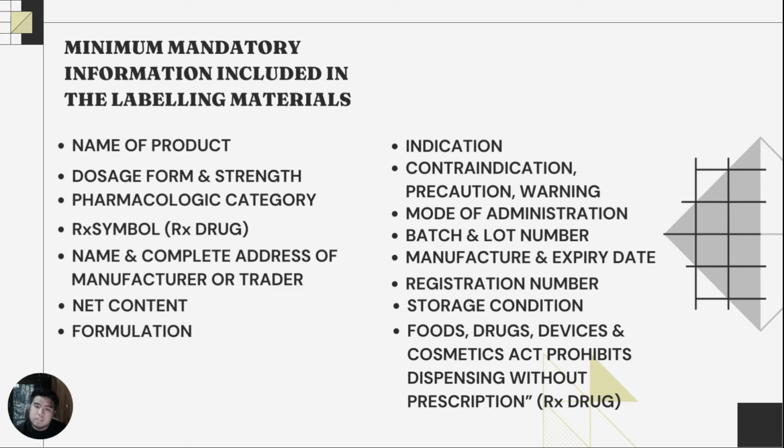Now that we have all our definitions done, we can proceed to the minimum mandatory information included in the labeling materials, which includes the following: name of the product, dosage form and strength, pharmacologic category, the Rx symbol if it is a prescription drug, name and complete address of the manufacturer or trader, net content, formulation, indication, contraindication, precaution, warning, mode of administration, batch and lot number, manufacturing and expiry date, registration number, storage condition, and the Food, Drugs, Devices, and Cosmetics Act prohibits dispensing without prescription. Again, if the drug is a prescription drug.